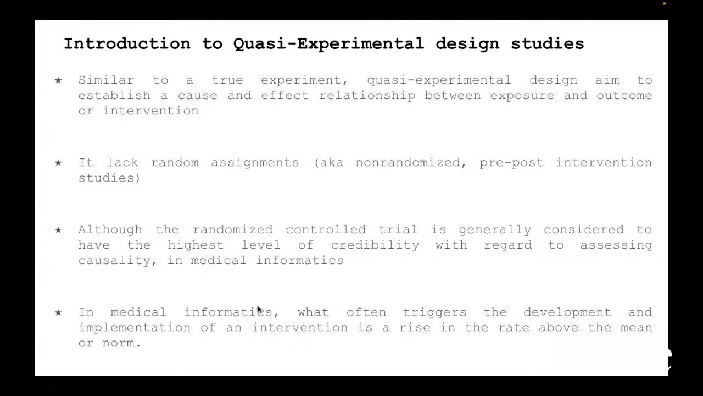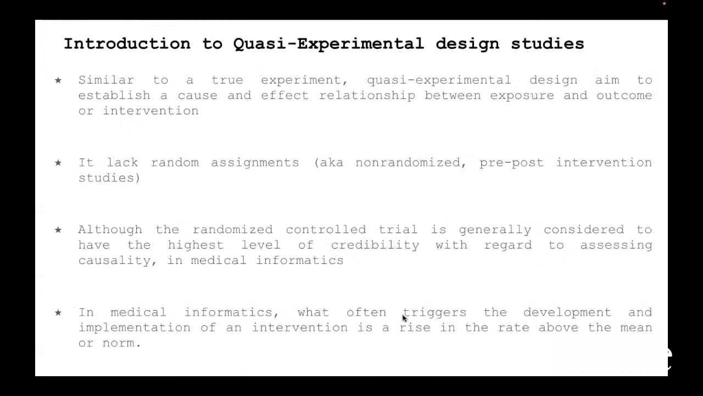In medicine or epidemiology, we often trigger the development and implementation of an intervention if there is a rise in the rate above the mean or norm. If we see an abnormal increase, maybe in deaths in a certain population group, or cases of disease rising above the normal range, that is when we have to put in an intervention to solve that.